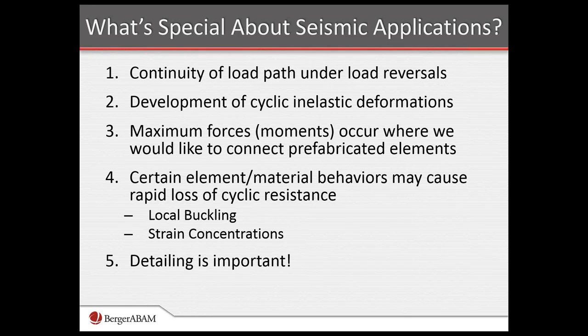So this is the challenge for precast substructure construction. And then certain element material behaviors may cause rapid loss of cyclic resistance, and that would be local buckling of, say, reinforcing bars, for example. So this occurs typically, if things are well detailed, after you've achieved large inelastic deformations, and once the longitudinal bars, after being stretched in tension, then start to buckle in compression, you eventually rapidly lose their capacity and fracture the bars.